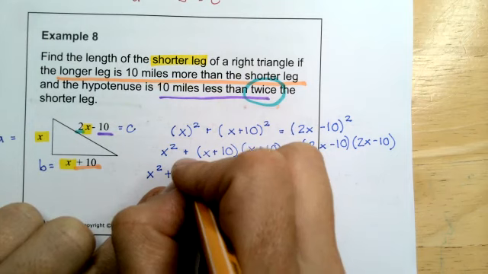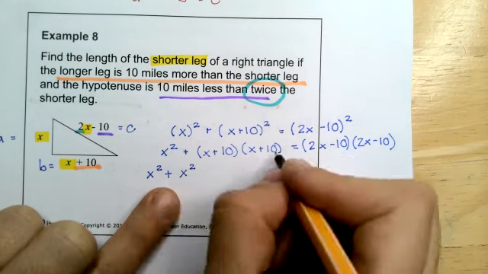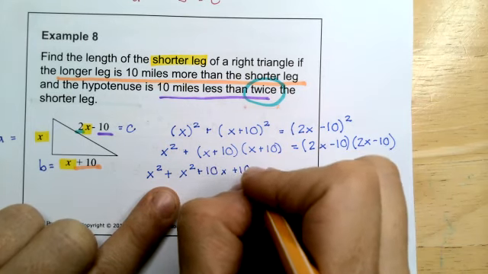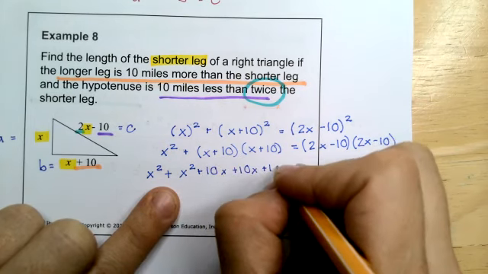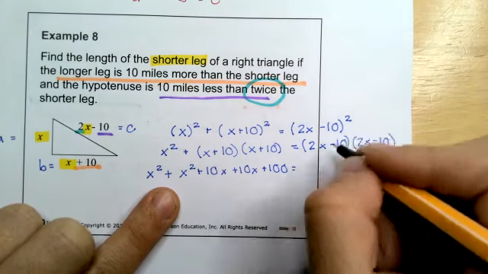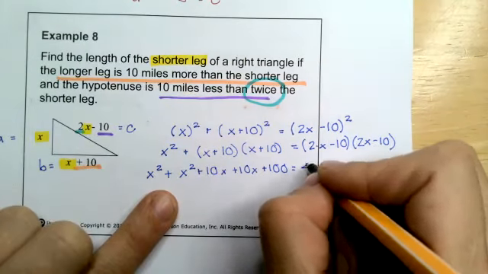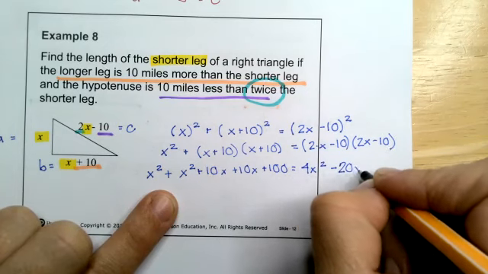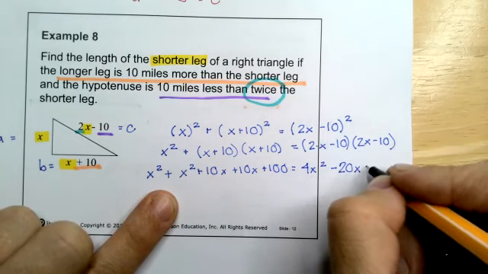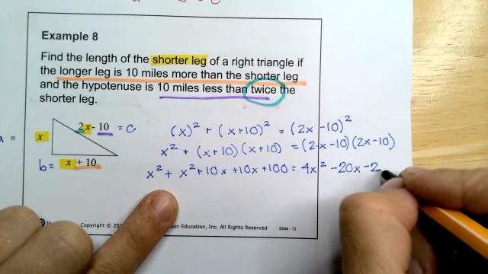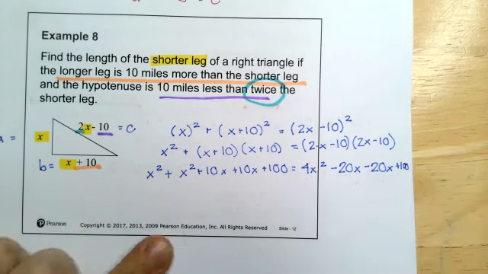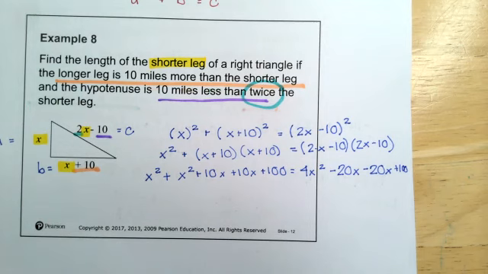x times x is x squared. Tell me when I make a mistake. x times 10 is 10x. 10 times x is 10x. And then 10 times 10 is 100. Those are all positive. 2x times 2x is 4x squared. 2x times a negative 10 is a negative 20x. Negative 10 times positive 2x is another negative 20x. And then negative 10 times negative 10 is a positive 100. I ran out of room. Good.